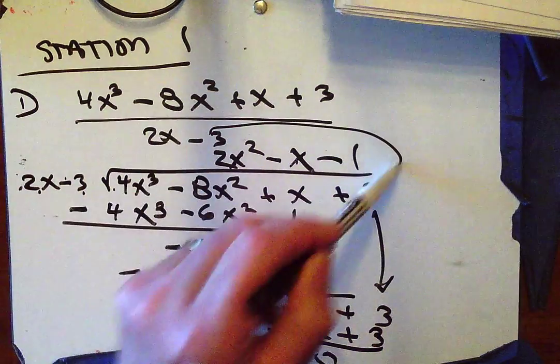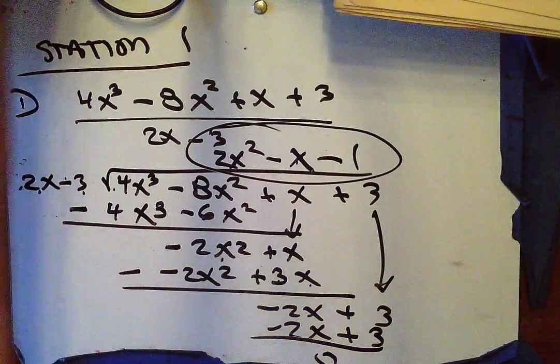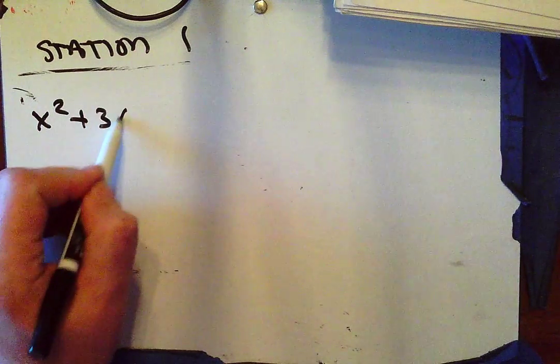So there's my long division. This is the result of doing the long division. That's called the quotient. Second question here, part B, gives us a fourth degree polynomial, but we're dividing with a second degree polynomial.